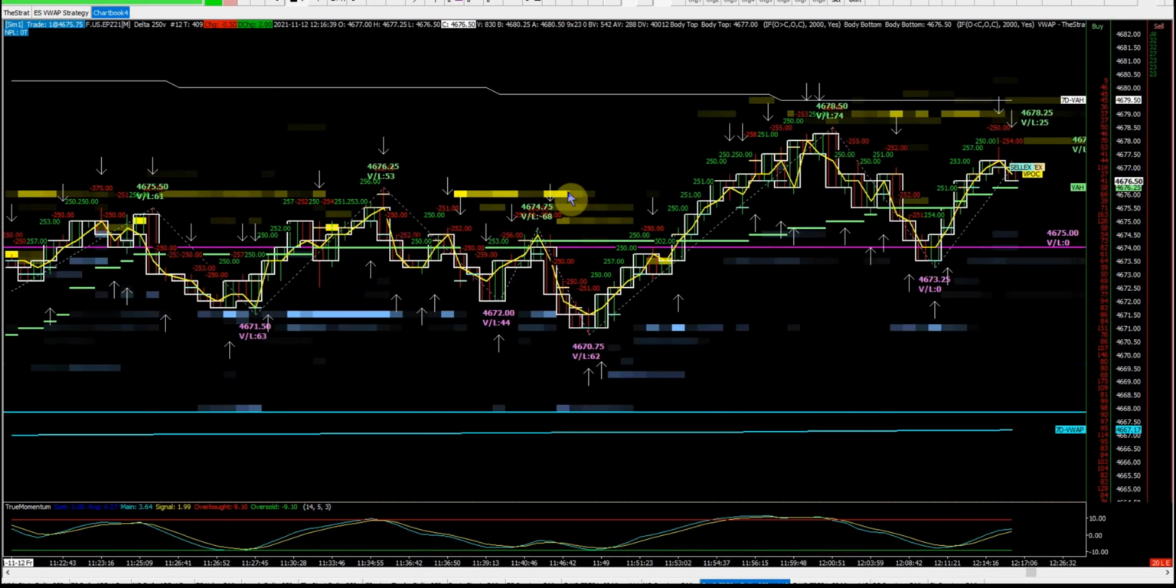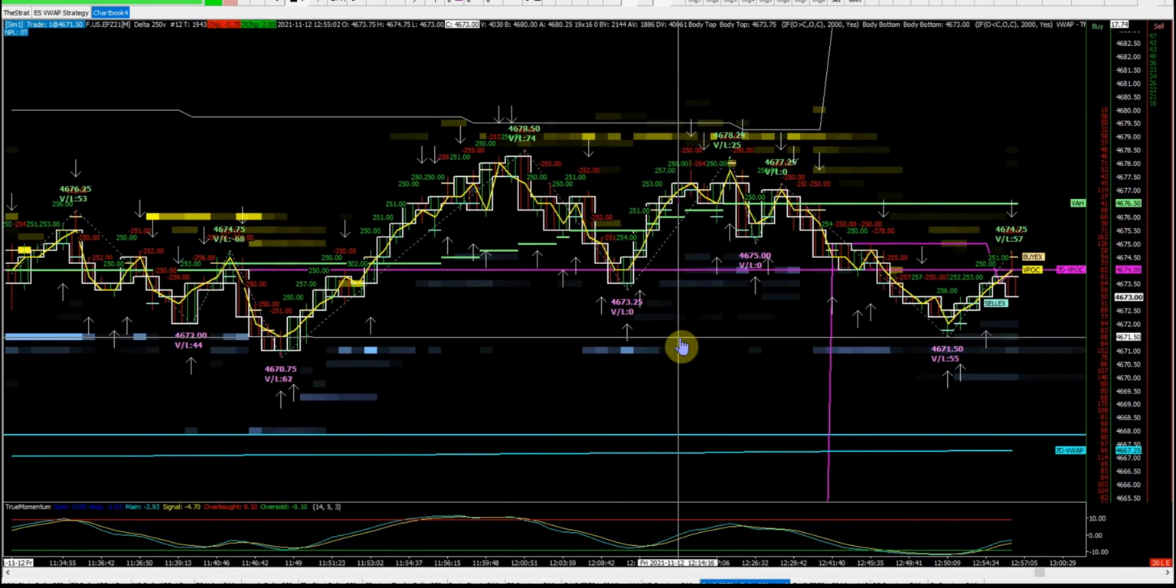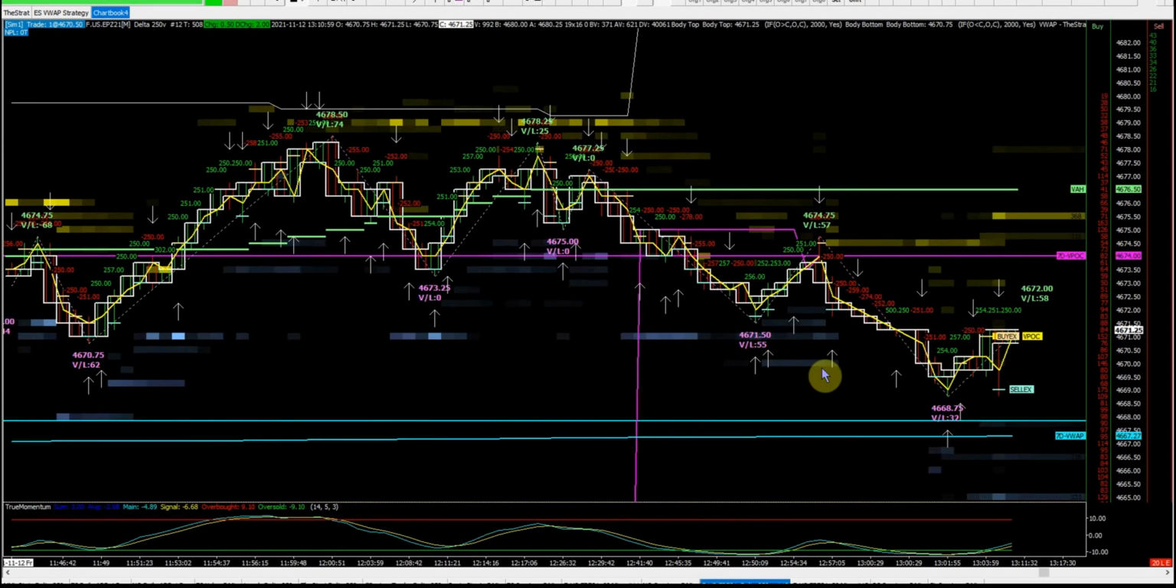When it busted that level right there, you could have gotten in. You'd have to sit through this nasty pullback stuff here. But look at what value area high did. We're still at value area high, but value area high started moving up. Value area high is moving up. I'm not going to short into that unless I have a really good reason to.